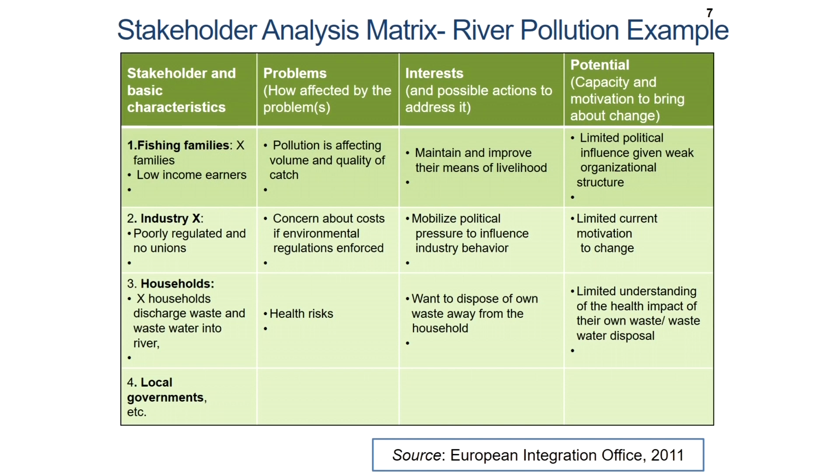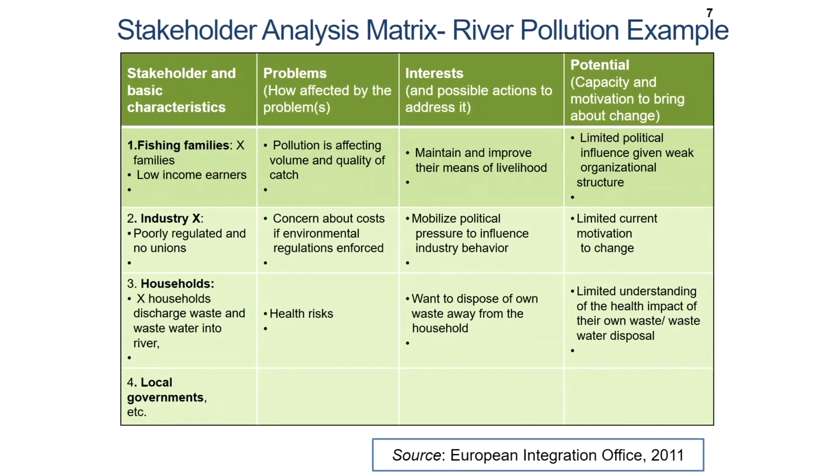Coming back to the stakeholder analysis matrix, what you see is in the form of a matrix. There are rows and columns. In the first column, you have the basic characteristics: who are the stakeholders and what are their basic characteristics. The second column shows us the problems faced by the stakeholders, or how the stakeholders are affected by the problems. The third column shows us the interests of the stakeholders concerned, and the possible actions that they can carry out to address the problems that they are facing.